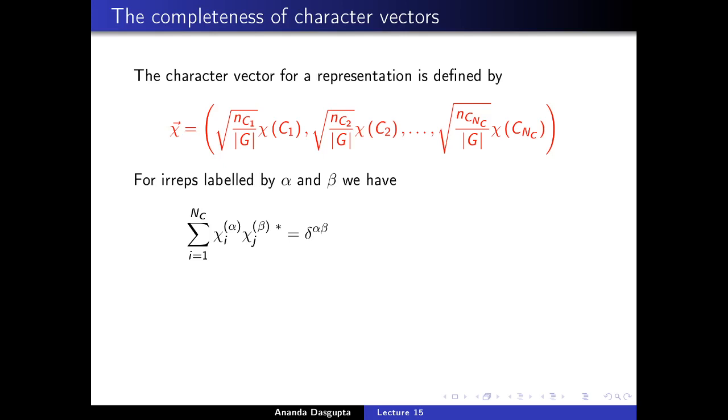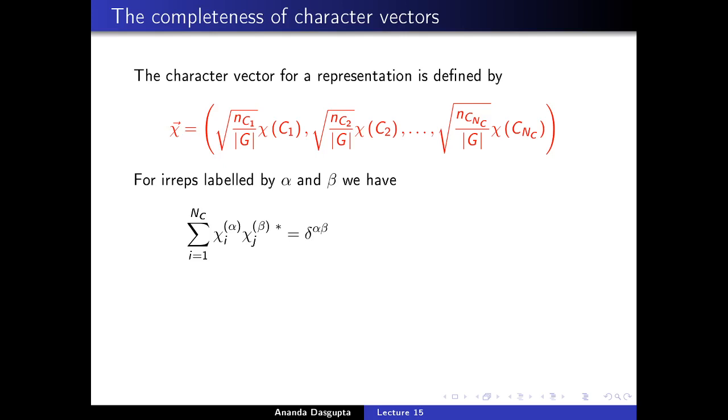Let me remind you here, chi alpha is for an irrep labeled by alpha, and the ith component here is chi alpha c_i times square root of n_ci by mod G. So when I write the ith component of the character vector, I already have the normalization factor built in. It's not just a character for the ith class, it's the character for the ith class multiplied by square root of the number of elements in that class divided by the order of the group.